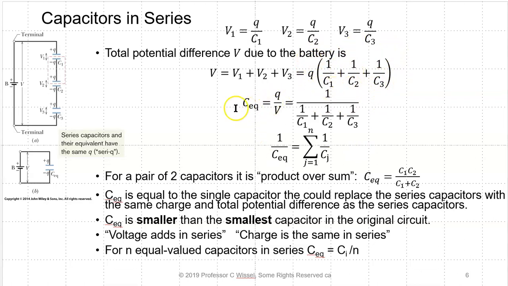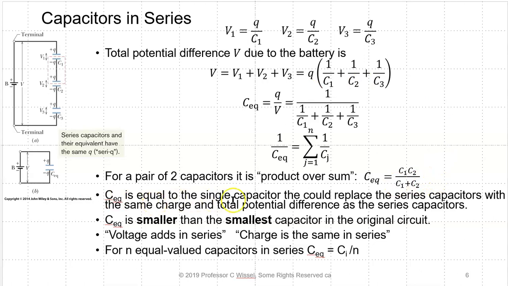That would be Q times the quantity, 1 over C1 plus 1 over C2 plus 1 over C3. We then divide to find Q equivalent, we say Q over V. So that is 1 over this combination of 1 over C1 plus 1 over C2 plus 1 over C3. We can rewrite that as 1 over C equivalent is the sum of 1 over Cj, where Cj is the individual capacitances. And this is a handy thing, for a pair of two capacitors, it's product over sum. So if we only have two capacitors in a series circuit, we can say C equivalent is C1 C2, the product, divided by the sum of C1 plus C2, so product over sum.